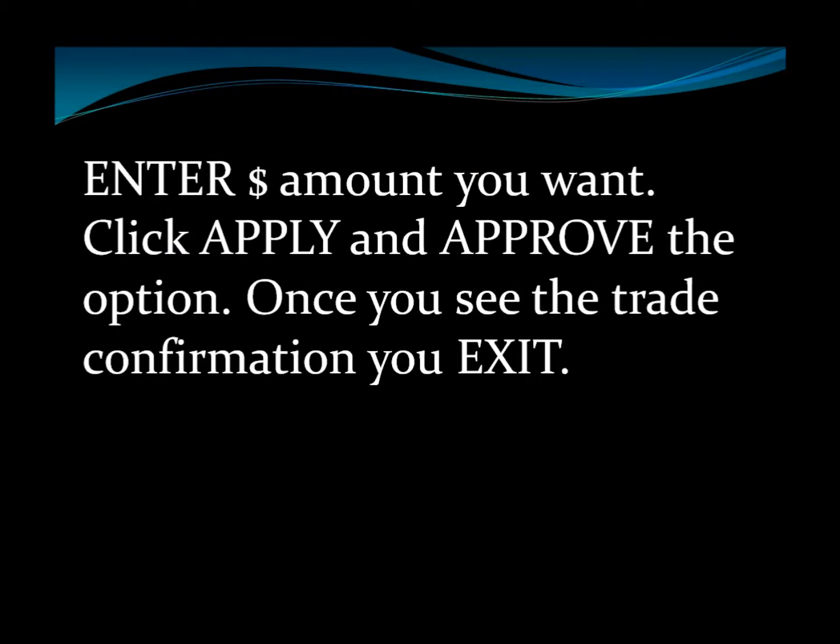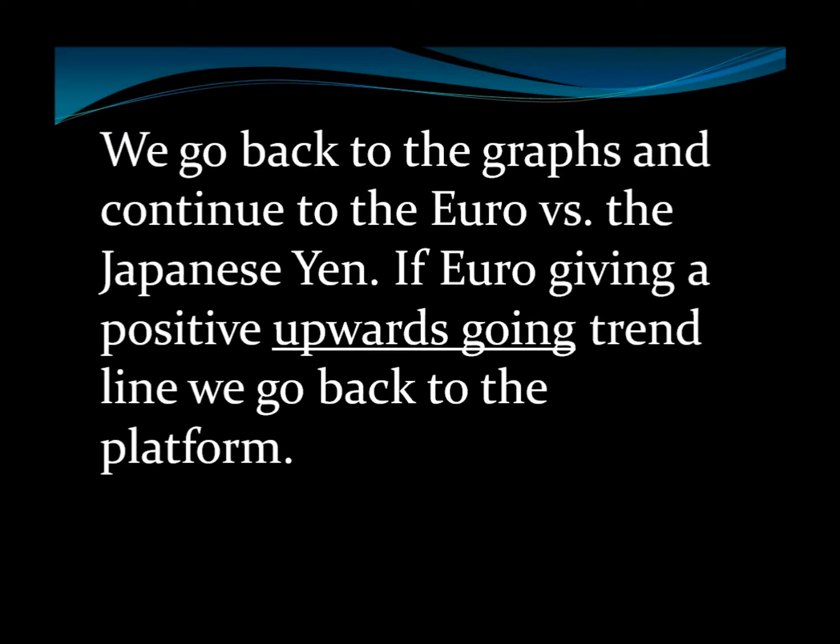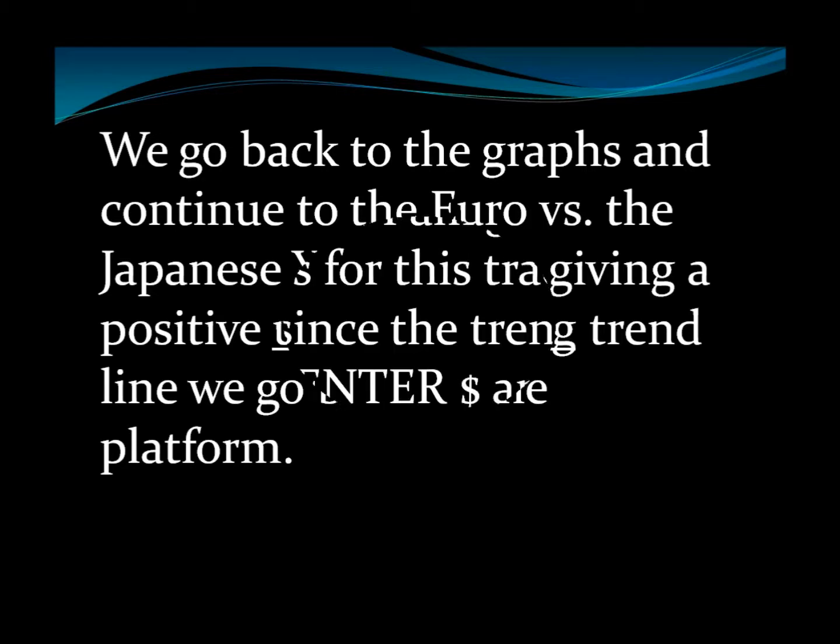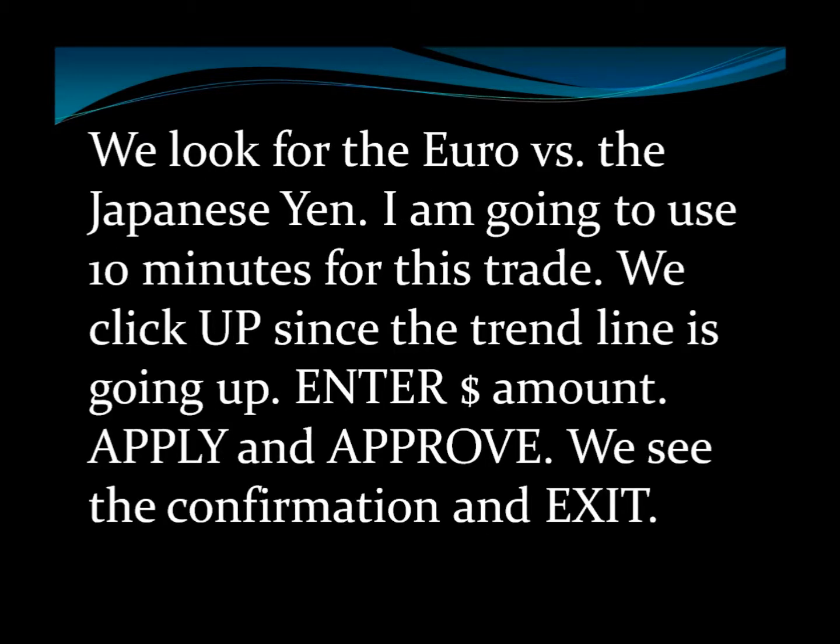Enter the dollar amount you want, click apply and approve the option. Once you see the trade confirmation, you exit. We go back to the graphs and continue to the euro versus the Japanese yen. If the euro is giving a positive upward going trend line, we go back to the platform. We look for the euro versus the Japanese yen. I'm going to use 10 minutes for this trade. We click up. Since the trend line is going up, enter the dollar amount, apply and approve.